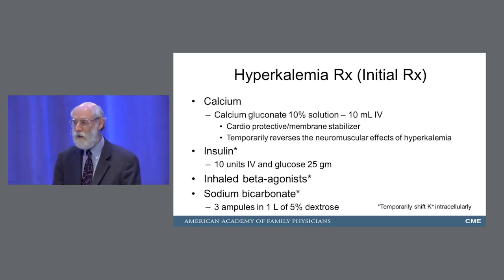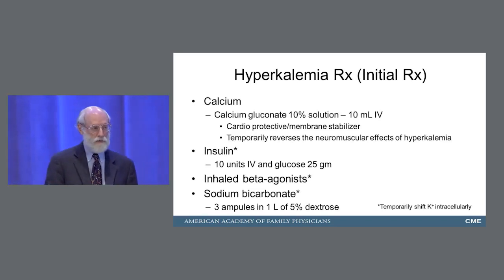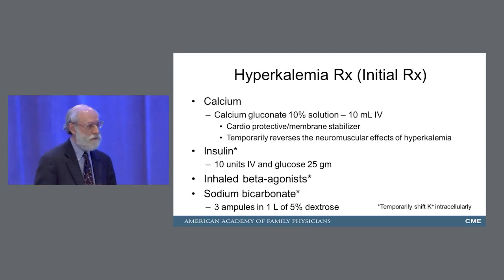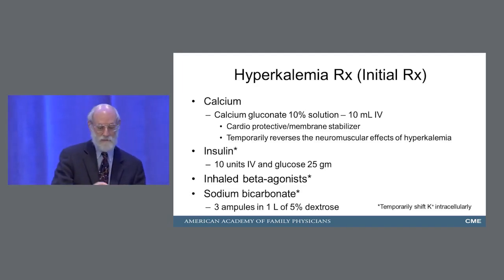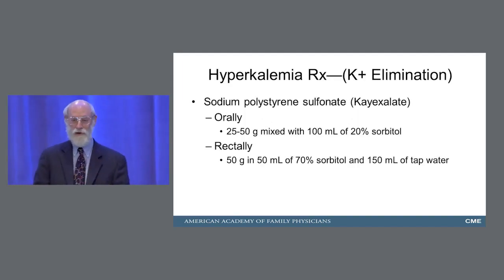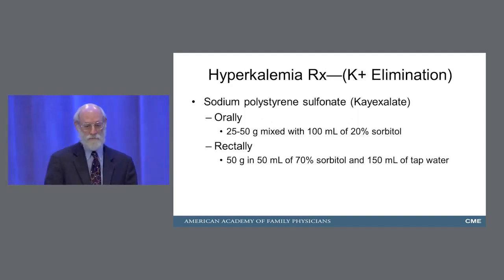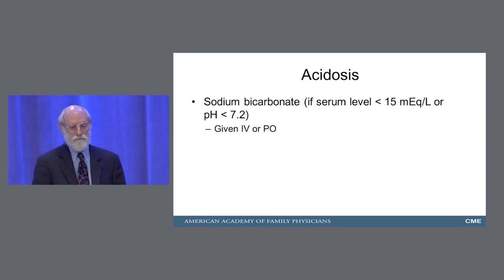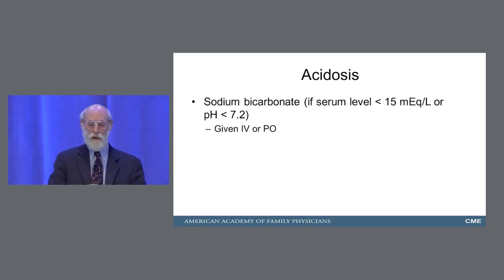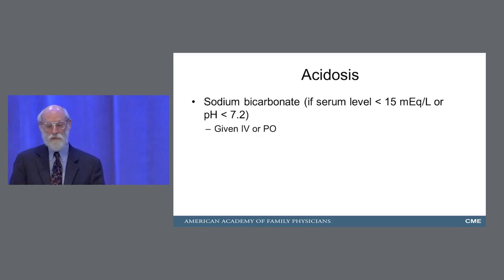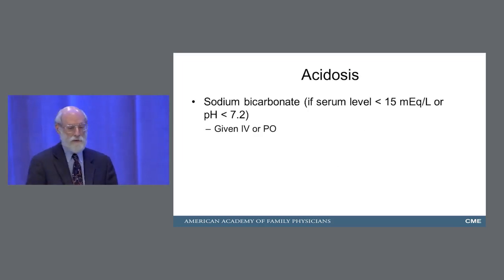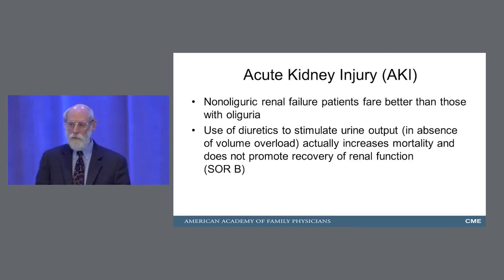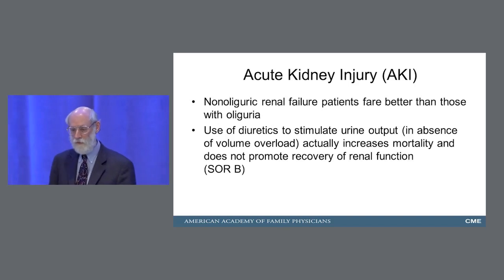If your patient is hyperkalemic, you can give them calcium gluconate, you can give them insulin and glucose, you can give them some albuterol to inhale or a bicarb drip. These all temporize things. And while you're temporizing, you reach for the K-oxalate, which you give orally or rectally. If that doesn't work and they're still hyperkalemic, then again, dialysis. If the patient has a serum pH of less than 7.2 or a bicarb less than 15, then we give bicarb IV or orally.